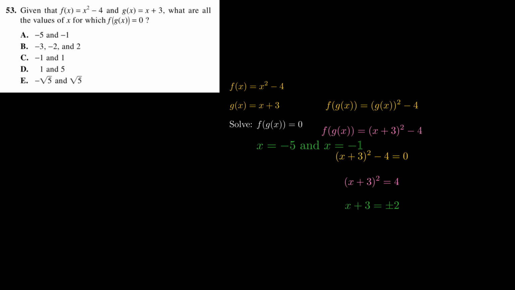Second case, x plus 3 equals negative 2. That gives x equals negative 5. So the solutions are x equals negative 5 and x equals negative 1. Correct answer, A.